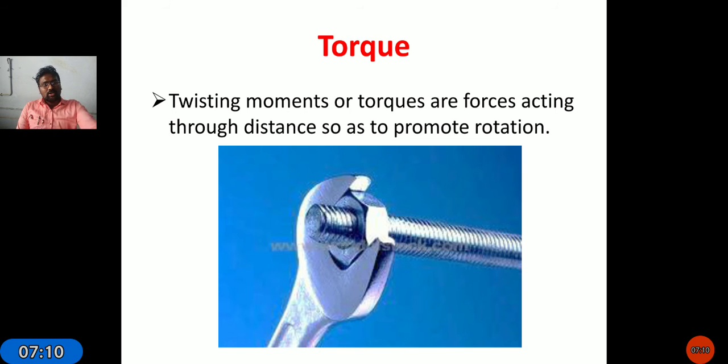That means the application of force is here, and there is some distance from the point of application to the applied force. Multiplying the applied force by that radius is known as the torque.